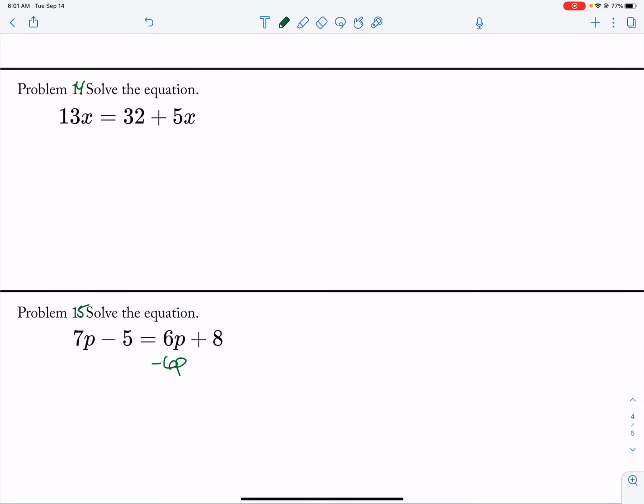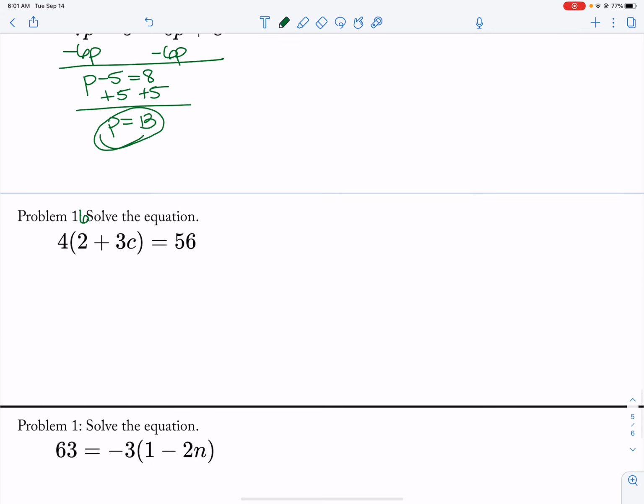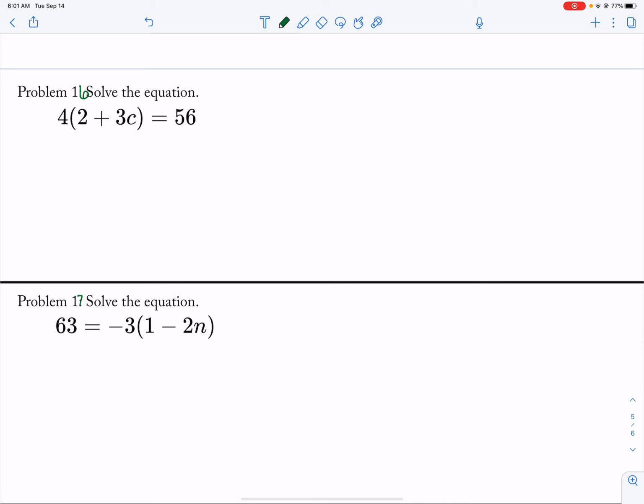So I'm going to subtract 6p from both sides. So I get 1p minus 5 is equal to 8. Add 5 to both sides, and I get p is equal to 13. This should have been 16. This should have been 17.